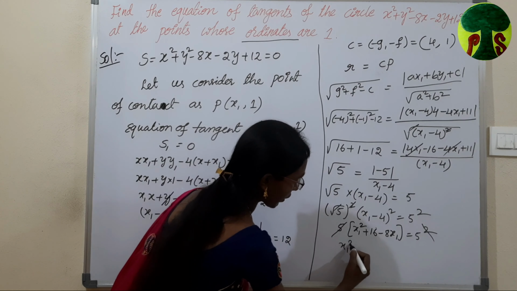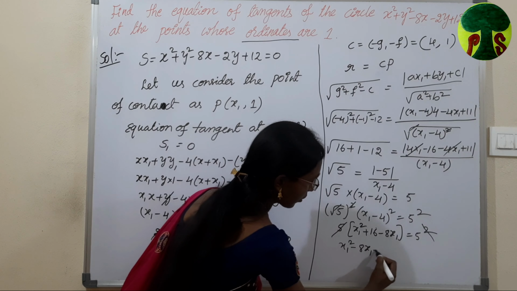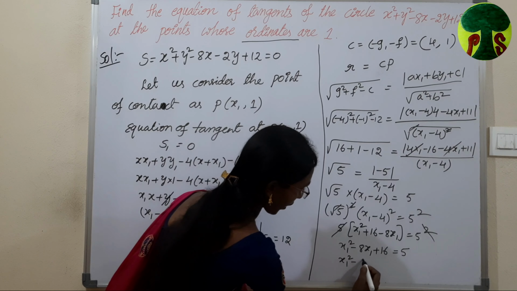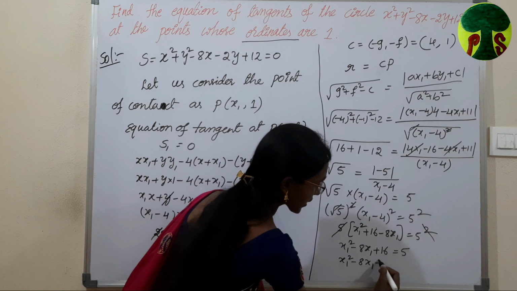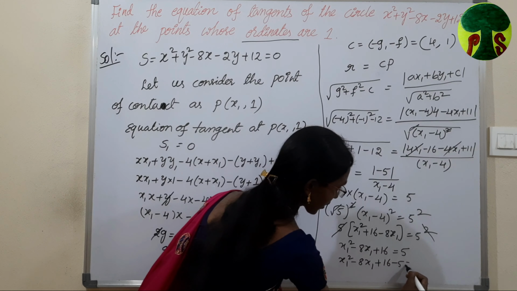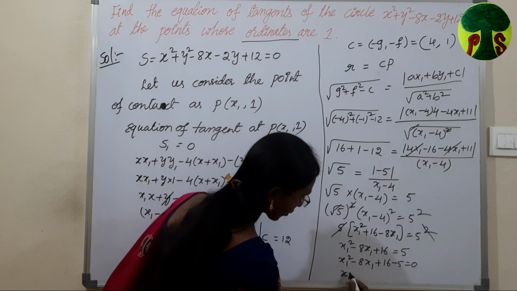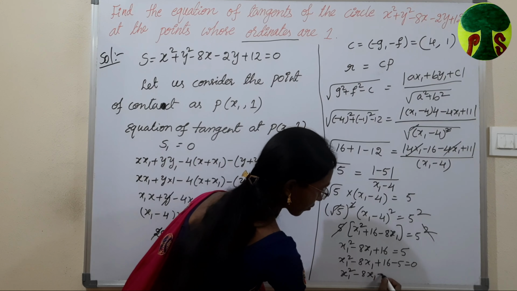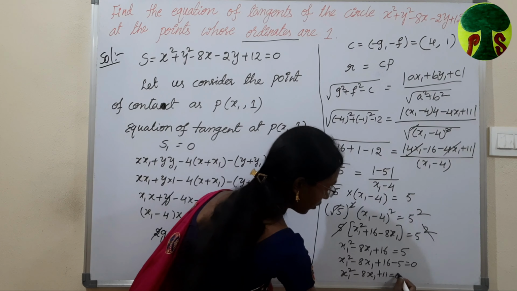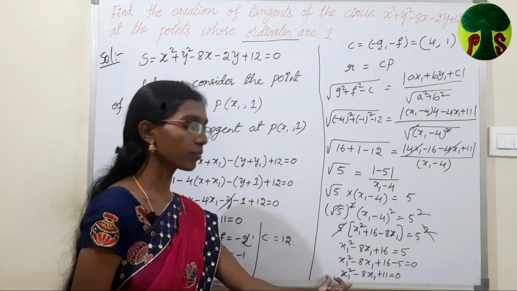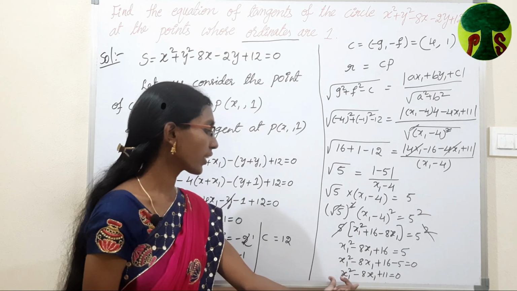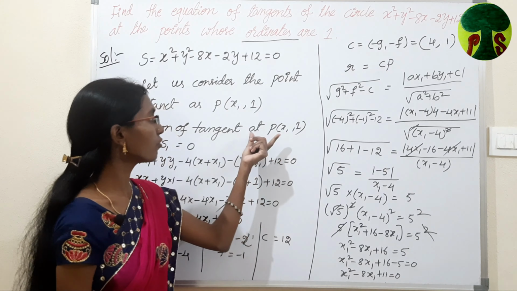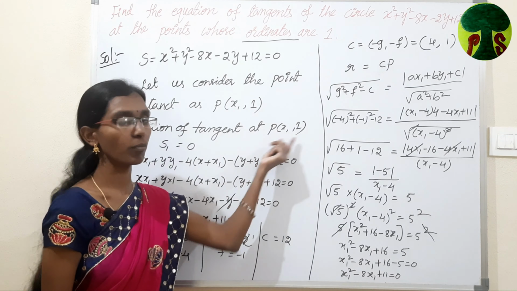So x1 square minus 8x1 plus 16 is equal to 5, and x1 square minus 8x1 plus 16 minus 5 is equal to 0. Finally, the equation is x1 square minus 8x1 plus 16 minus 5, that is plus 11, is equal to 0. Now we have to find the roots of this quadratic equation. Then we will get the value of x1. So if we get the x1 value, we will get the point of contact, that is P(x1, y1).